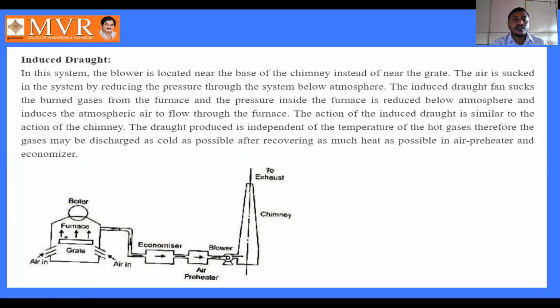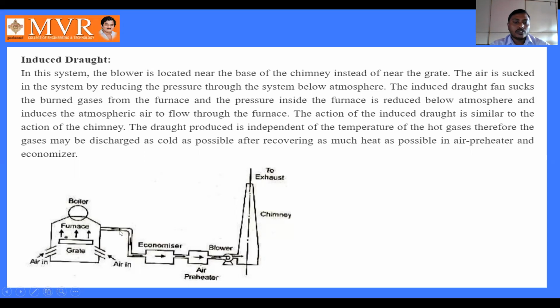And coming to the induced draft, in this system the air enters upon the grate, and combustion takes place upon the grate. After the combustion takes place on the grate furnace, we are giving the primary air as well as the secondary air upon the grate for completing the combustion process. Here we are having the boiler.